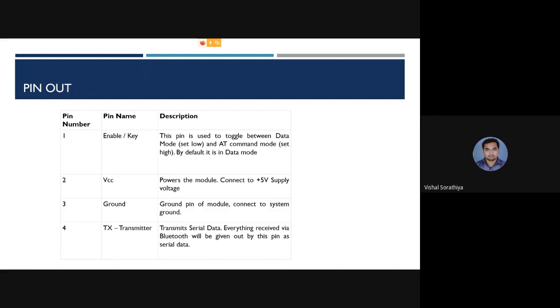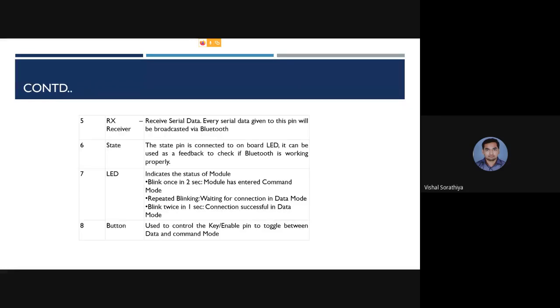VCC is obviously connected to the 5-volt supply, and ground to ground. TX means transmit serial data: everything received via Bluetooth will be given at that pin. Whatever data you want to send to the Bluetooth is accepted by the RX pin, the receiver of serial data. So what Bluetooth transmits is the transmitter, and what it receives is the receiver.